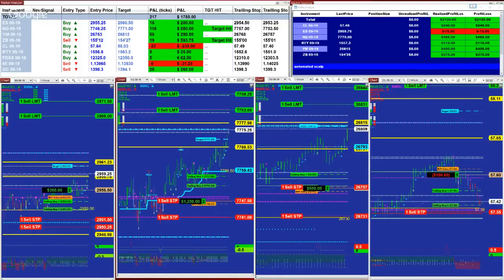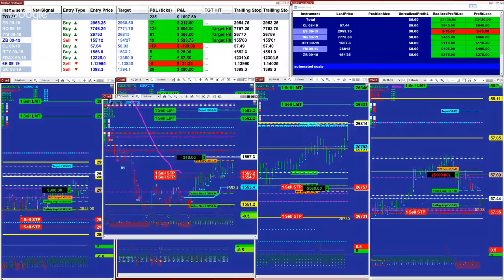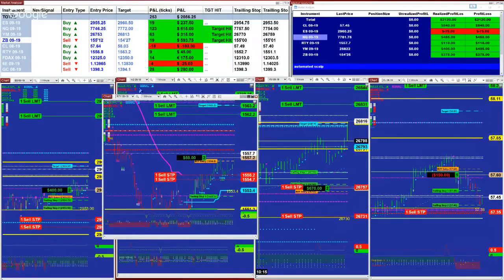We just got filled on the Russell, where we put the limit order.